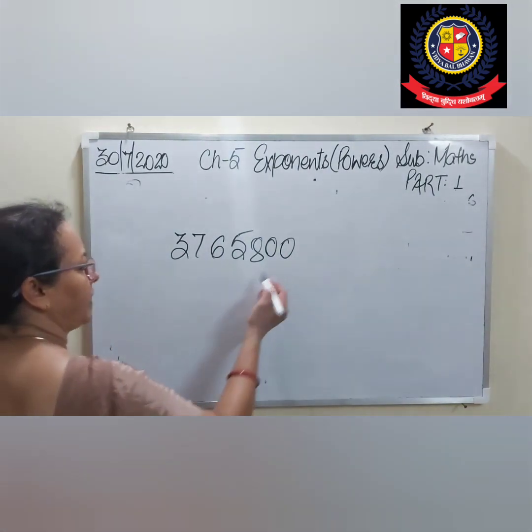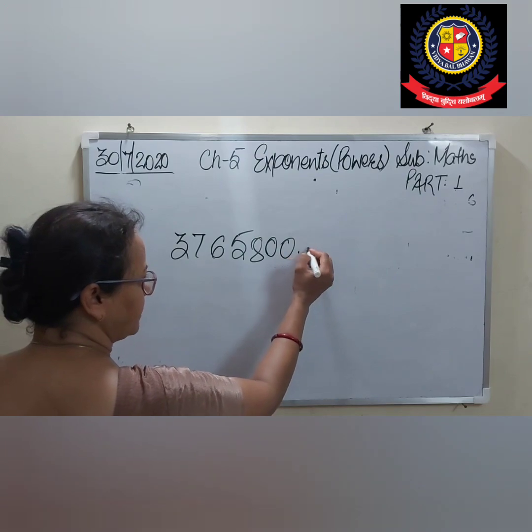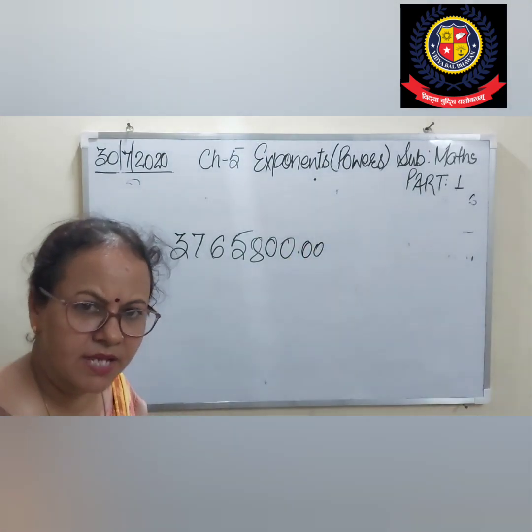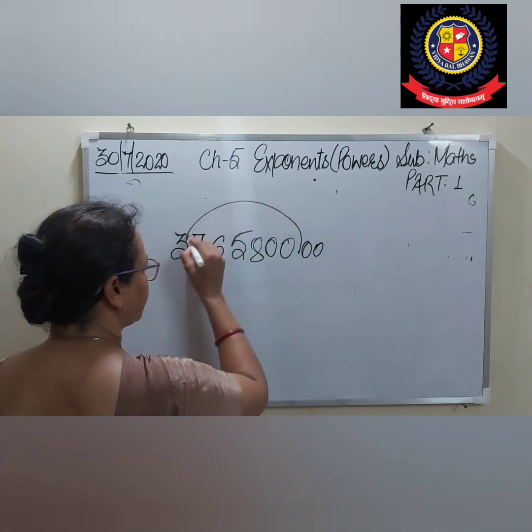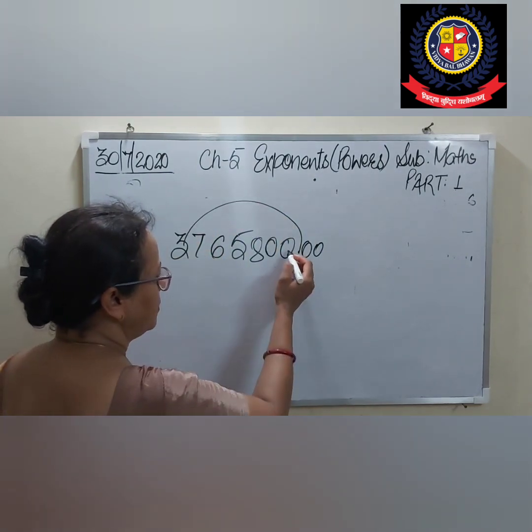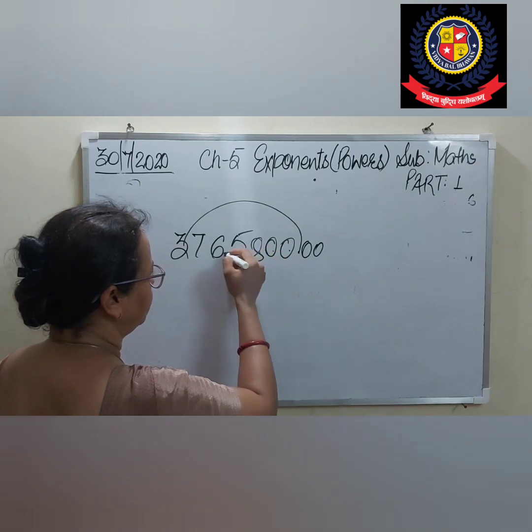So how will we write? There is nothing, it means I can write this. Is there any problem? No. Okay. I am shifting this decimal directly here. So how many places am I moving? 1, 2, 3, 4, 5, 6.